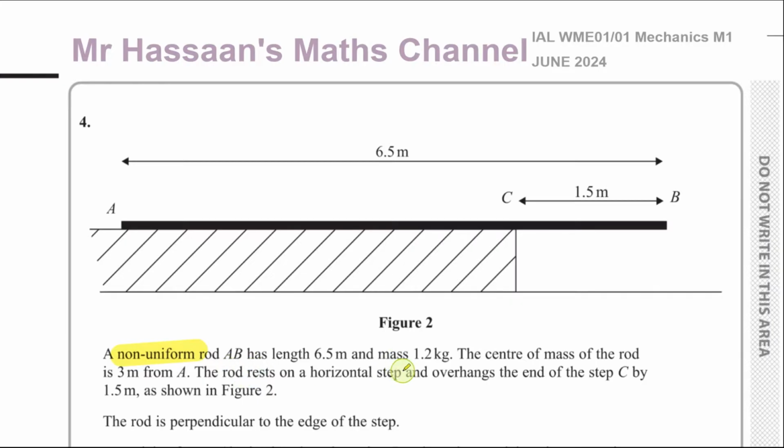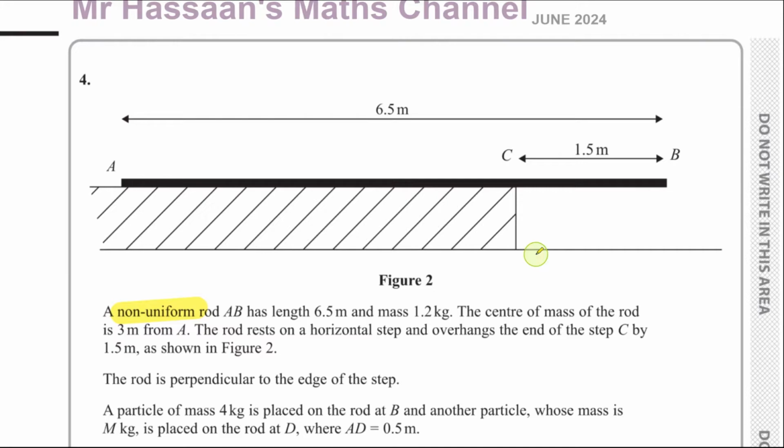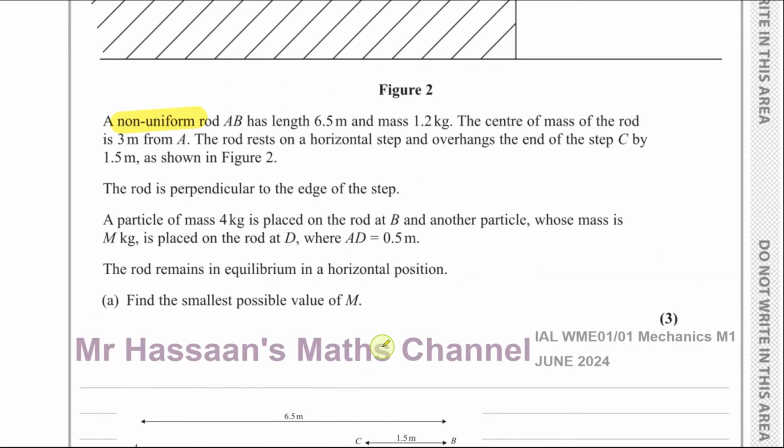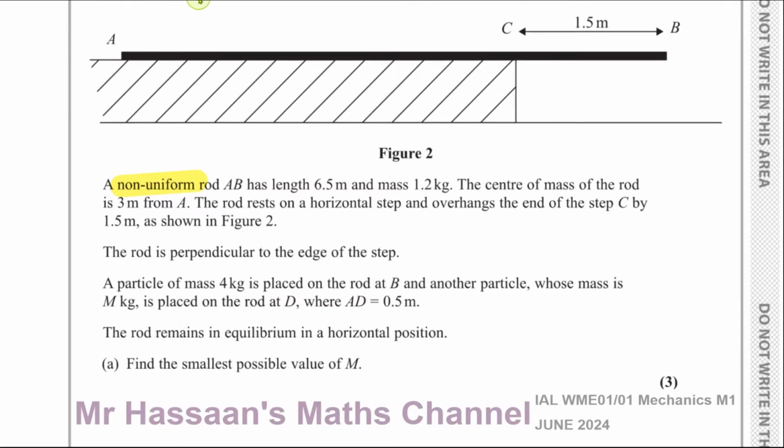The rod rests on a horizontal step and overhangs the edge of the step C by 1.5 meters as shown in figure 2. The rod is perpendicular to the edge of the step. A particle of mass 4 kilograms is placed on the rod at B, and another particle whose mass is m kilograms is placed on the rod at D, where AD equals 0.5 meters. The rod remains in equilibrium and in a horizontal position. That's a key word here. Find the smallest possible value of m.